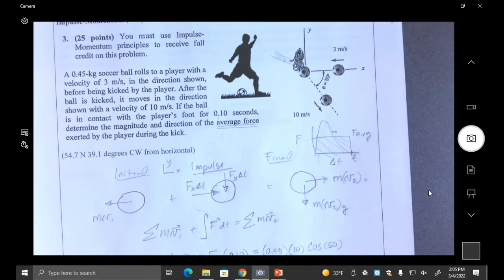For the direction of the average force, does it need to be less than the 50 degrees that the ball is traveling? Ooh, that's a good question. Let me think. I think it has to be, because some of that force is reversing the direction. I think what you're saying is right. A lot of that impulse is just reversing the X direction.